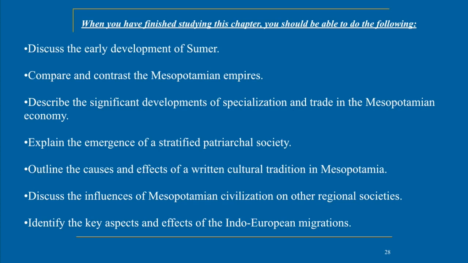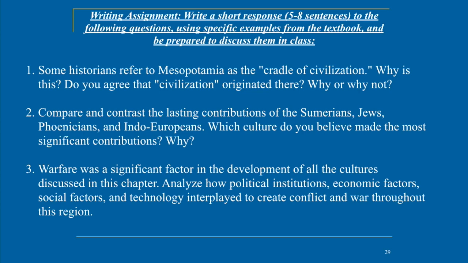How did the Indo-Europeans spread out? Where did they go? Why did they go there? And what were some of the awesome things they brought along with them when they arrived? Here's your writing assignment. Write a short response, 5 to 7 sentences, to the following questions using specific examples from the textbook and be prepared to discuss them in class.